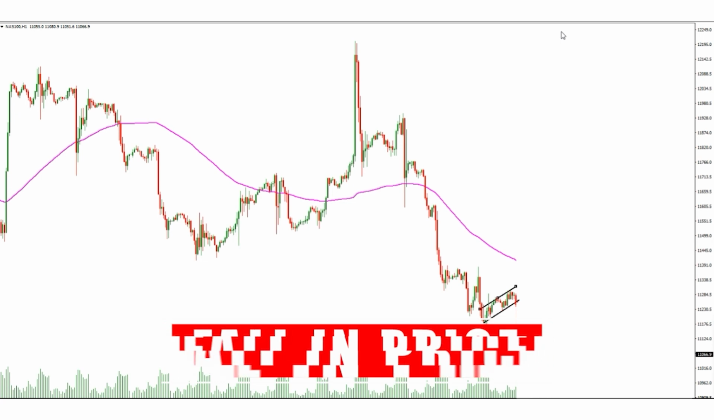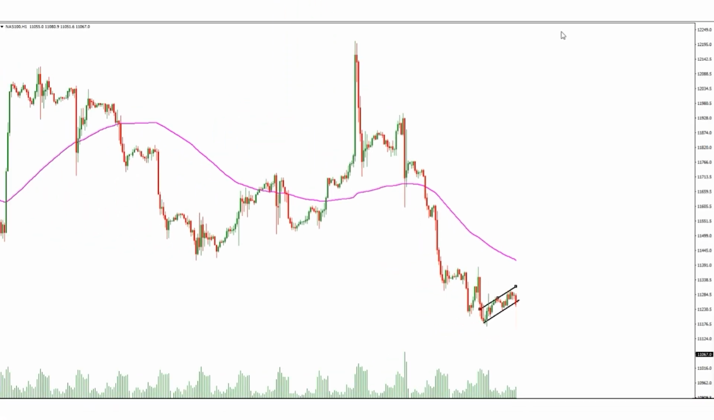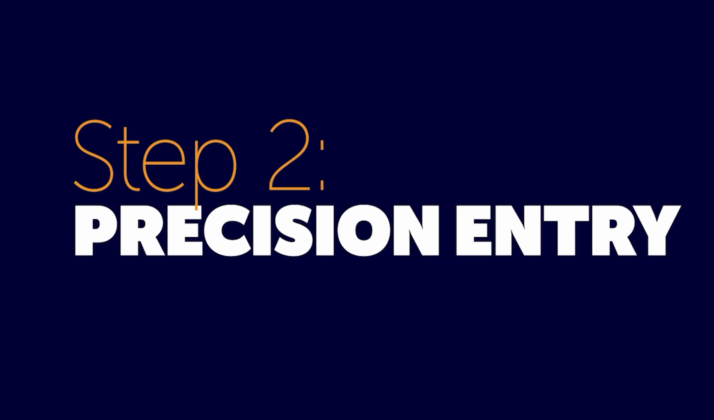We also have our MTFX influence line sloping down, giving us further validation that prices may indeed fall. So we now have a solid reasoning to support our short bias. Let's look for selling opportunities. So the next step, we'll drill down to a lower time frame and use the MTFX system to accurately time our entry so the price explodes in our favor.